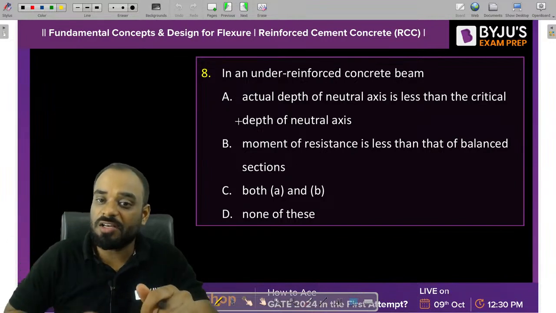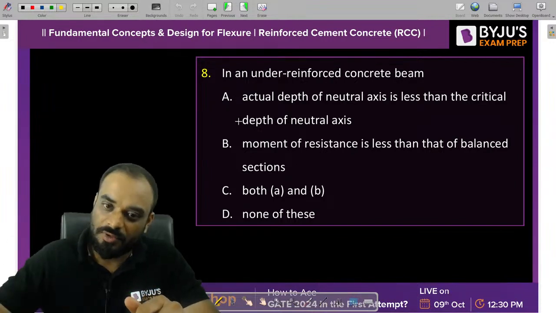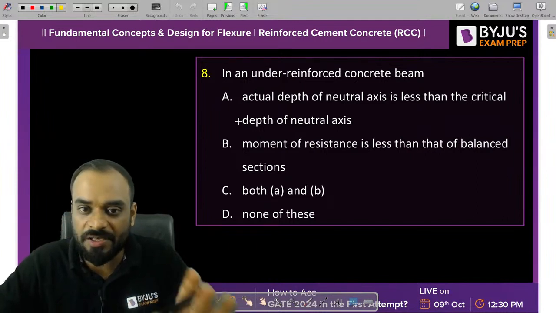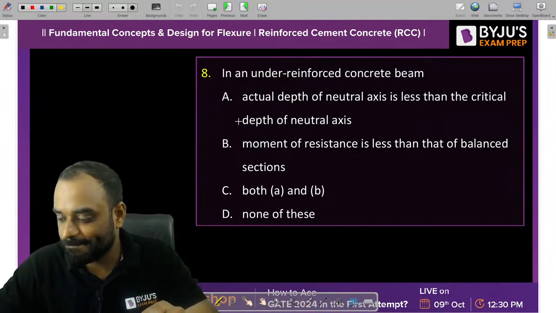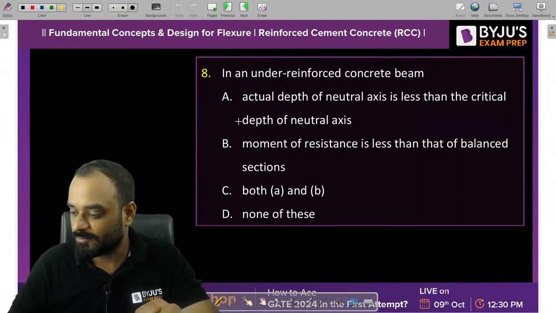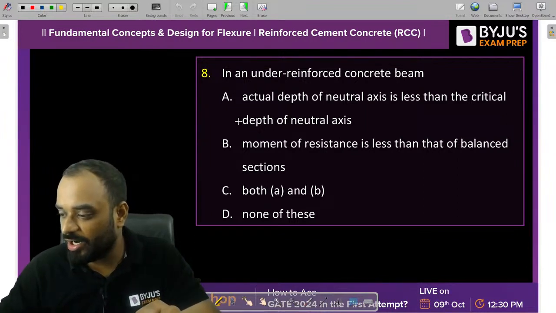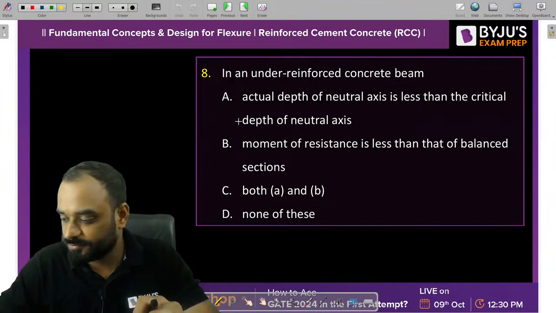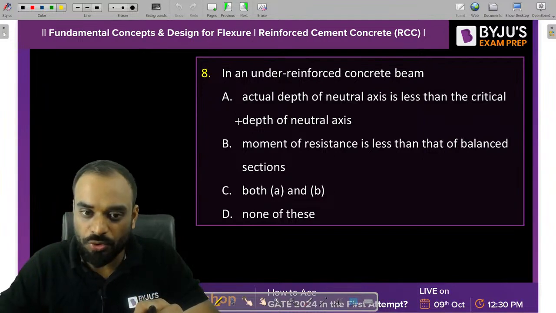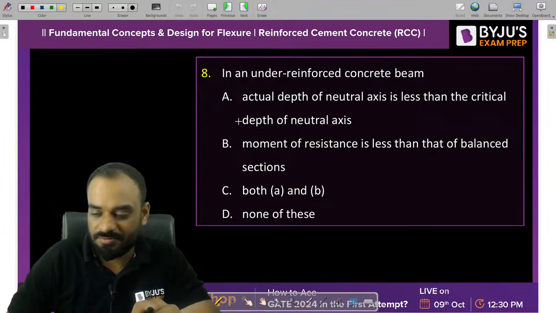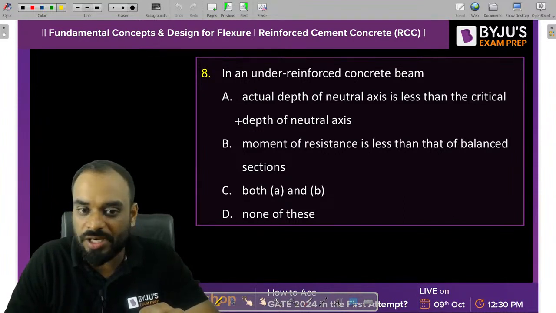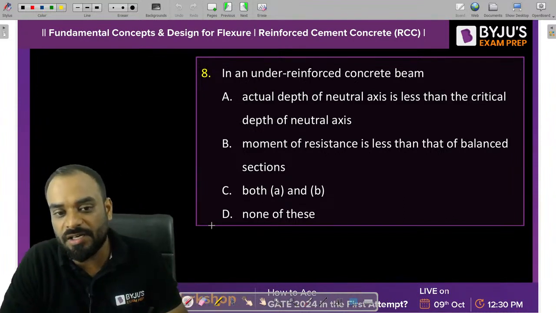Now, in case of under reinforced concrete beam, tell me, guys, the correct answer is what? In case of under reinforced concrete beam, both A and B. For under reinforced concrete beam, A is also correct, B is also correct. Very nice, C is the correct answer.